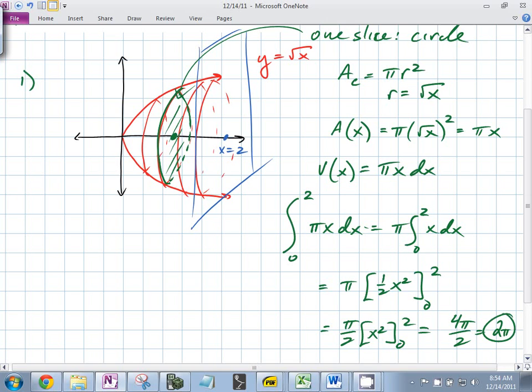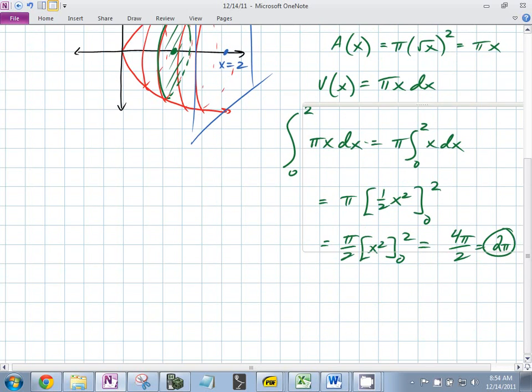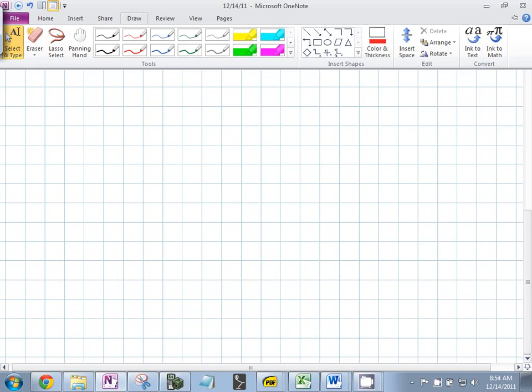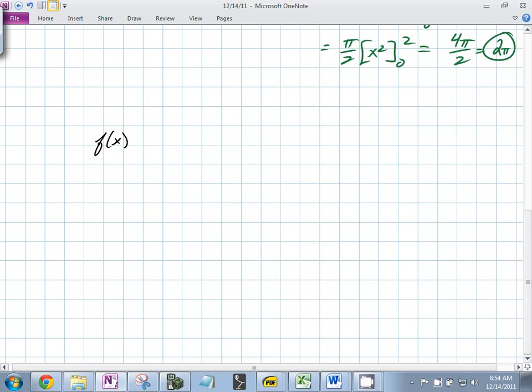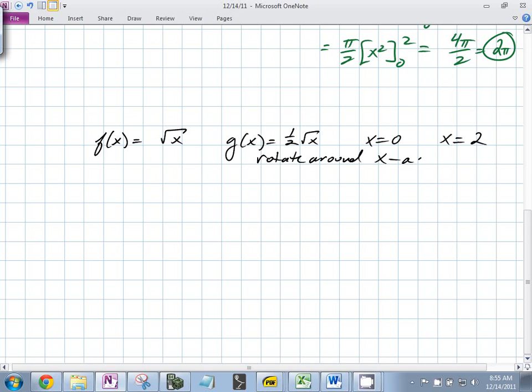The key: make your sketch and make sure you are integrating with respect to the right thing. So let's change this a tiny bit, okay? Let's say f of x is the square root of x, and g of x is 1/2 the square root of x, and we're going from x equals 0 to x equals 2. Same thing, and we're going to rotate around the x-axis. What's our first step?